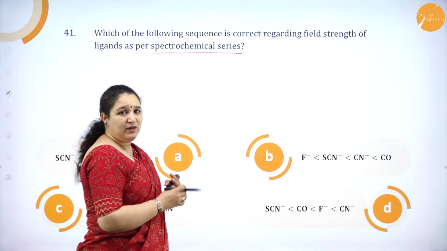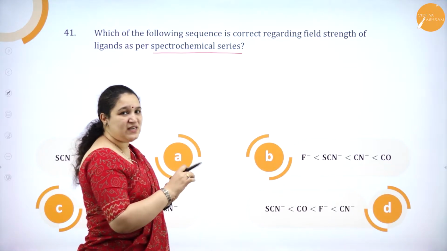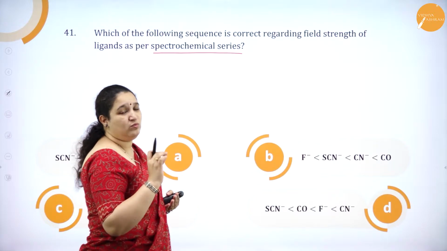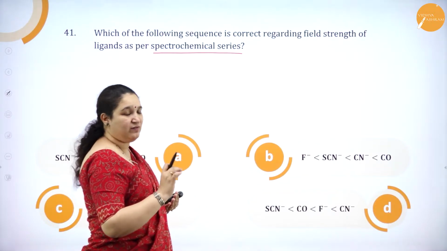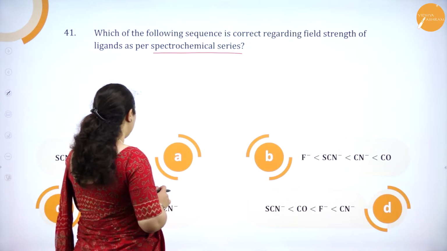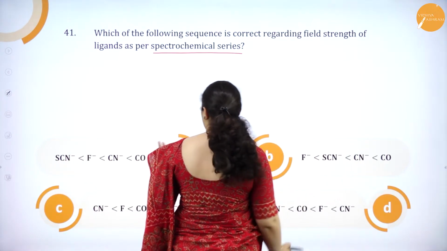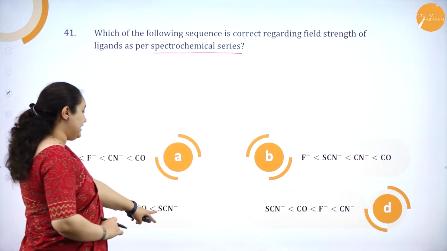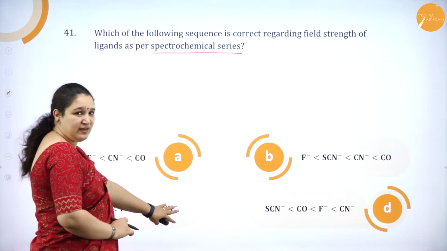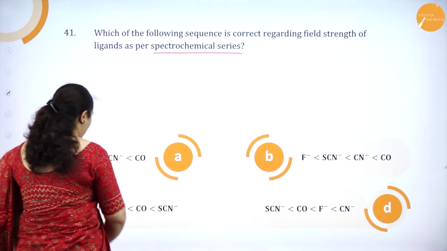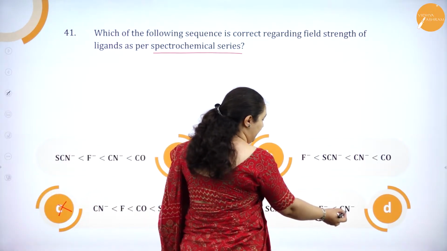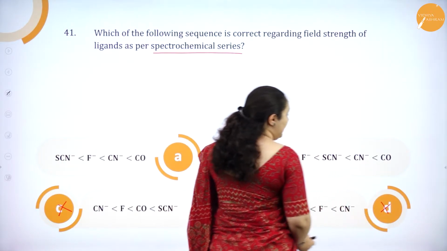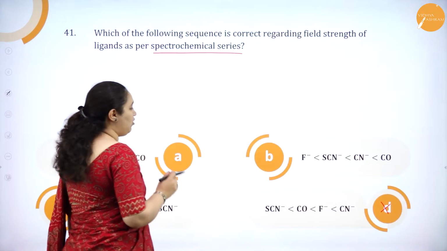But also remember, in between the halogens we have SCN minus and S2 minus. So we have to know the spectrochemical series clearly to give the answer. We have two options with carbonyl coming in the beginning, that is option A and option B. Option C has SCN minus, which is a very weak one and is there in the beginning, so this option is wrong. As well as CN minus is there and CO is somewhere behind, so this also is wrong. It should be either option A or option B.